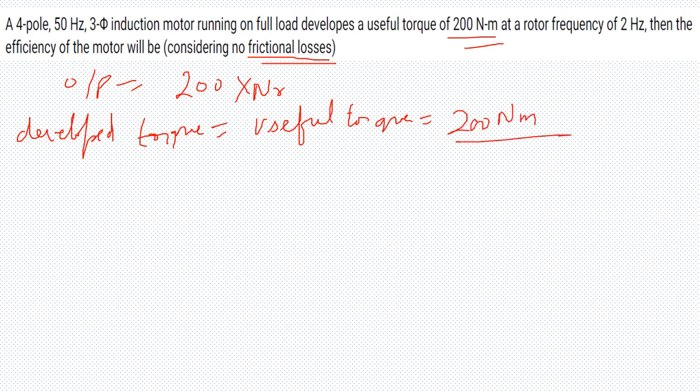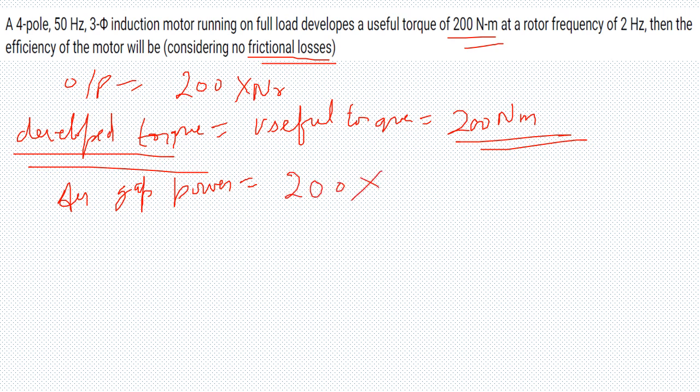Once we have the developed torque and multiply it with the synchronous speed, we get our air gap power. So air gap power is equal to developed torque into synchronous speed, ns. Since no information is provided about the stator, we can neglect the stator losses. Then the air gap power becomes our input power.